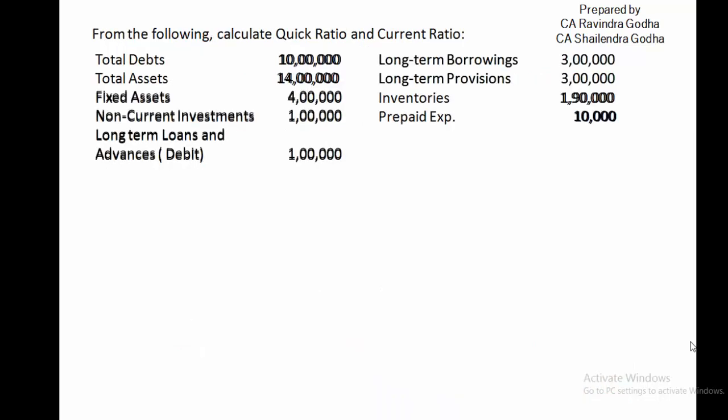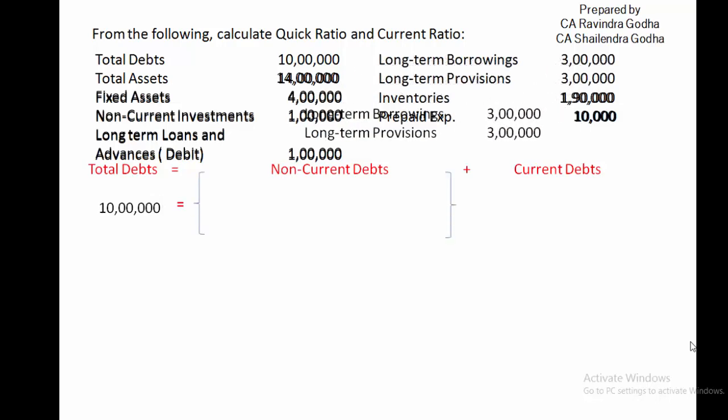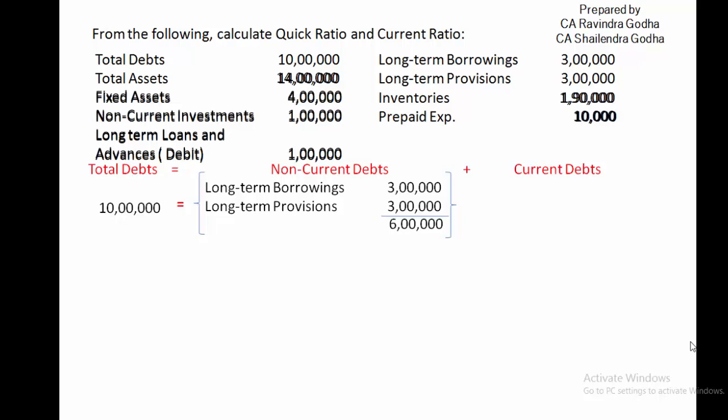Next question, again a lot of things are given, but those things which we need are not given. First item given is total debts. Total debts is equal to non-current debts plus current debts. Total debts are 10 lakh. The non-current debts given in the question are long-term borrowings and long-term provision, total 6 lakhs, plus current debts which we have to calculate. So current debts are 10 lakh minus 6 lakh, which is 4 lakh.